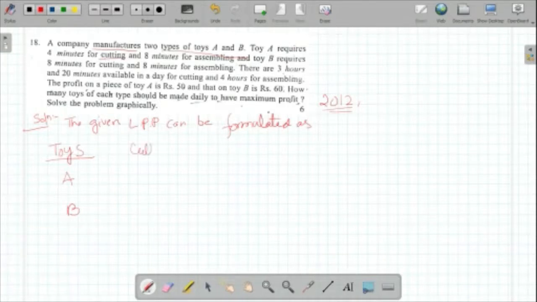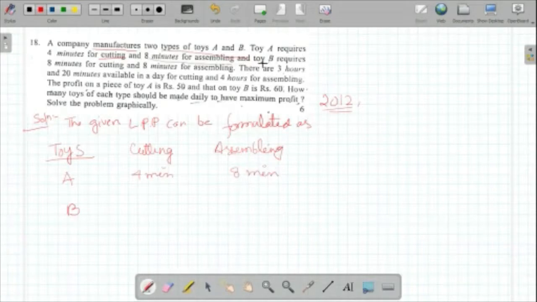Cutting and assembling. Okay, what is required for A? For cutting it requires 4 minutes. For assembling it requires 8 minutes.